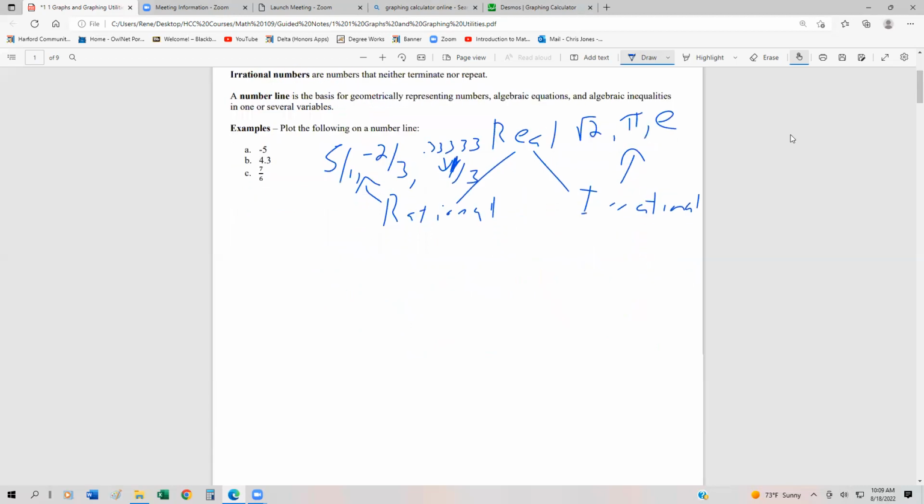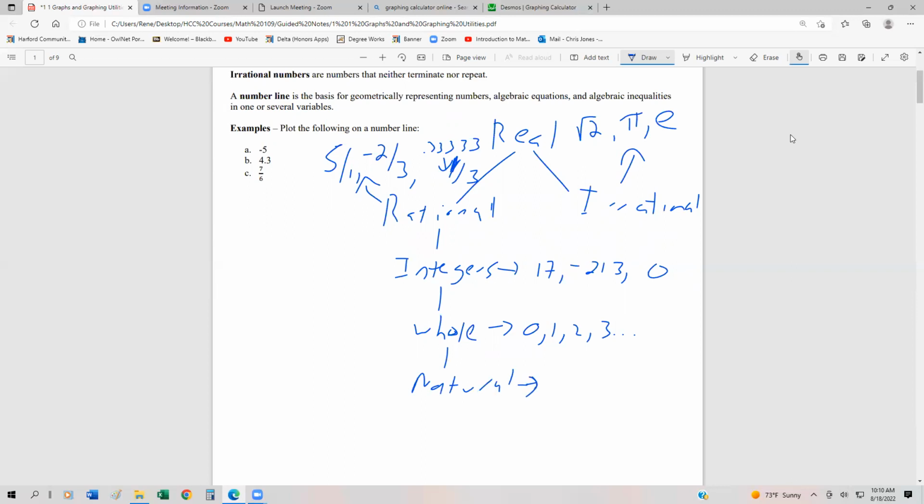And below the rational numbers are three sets. We have integers. And integers are either positive or negative whole numbers. So that's something like 17, negative 2, 13, even 0 is an integer as well. Below integers are whole numbers, and whole numbers start at 0 and they just keep going up by 1. All right, so that's the set of whole numbers. And then finally, we have these natural numbers, which is basically the set of whole numbers, except we omit 0. So it just starts at 1 instead of 0. All right, so those are our sets of numbers.